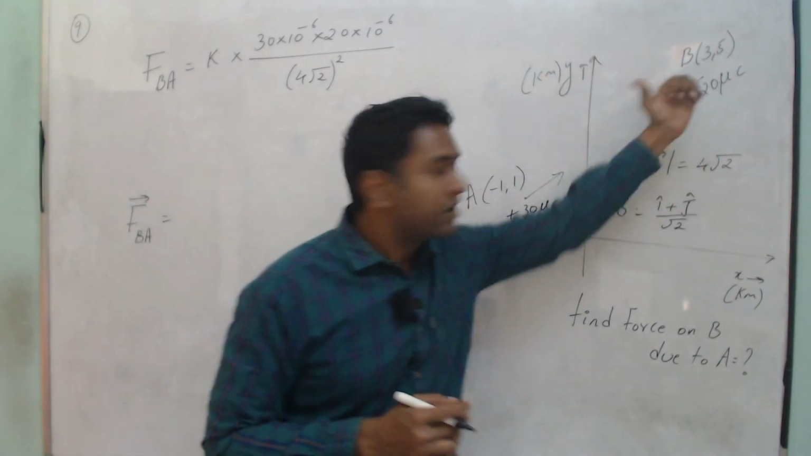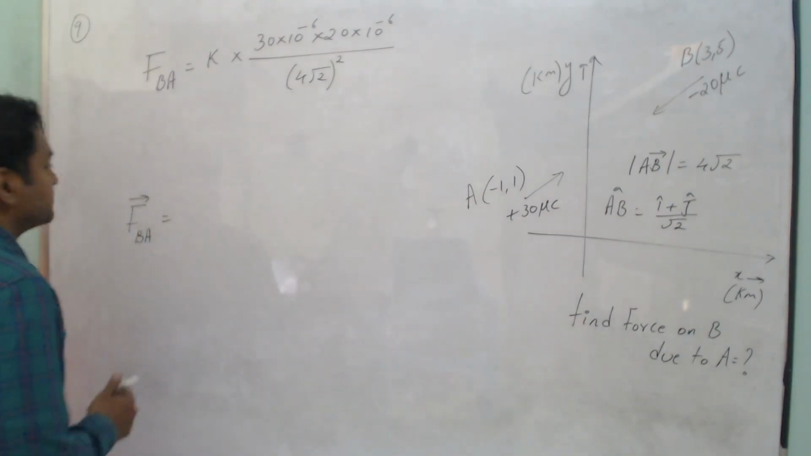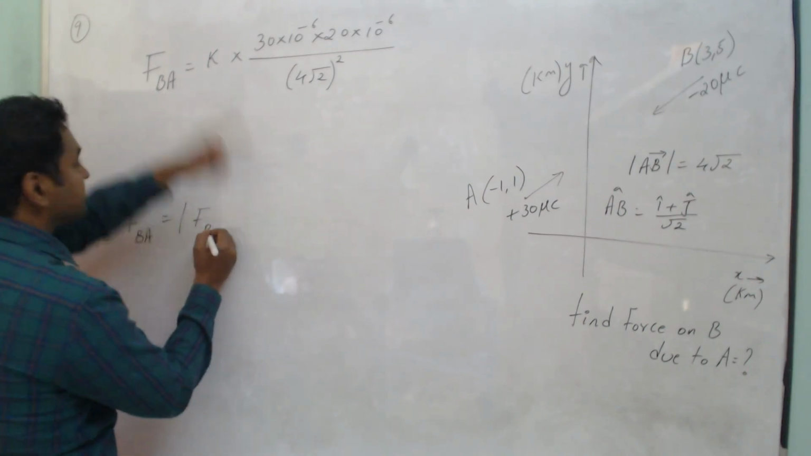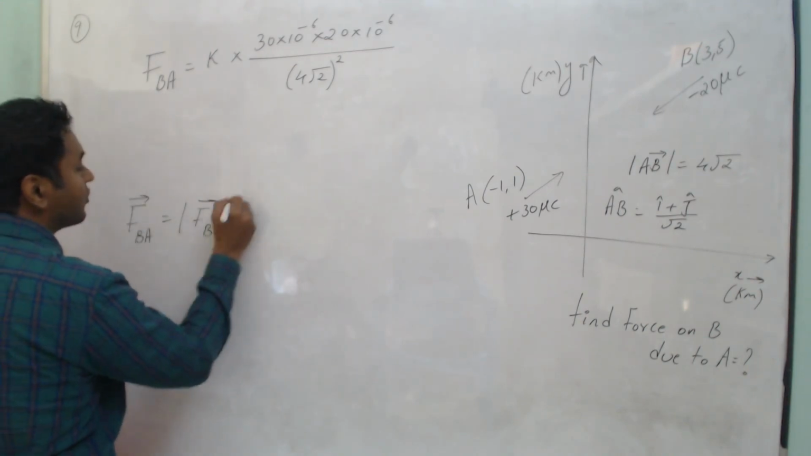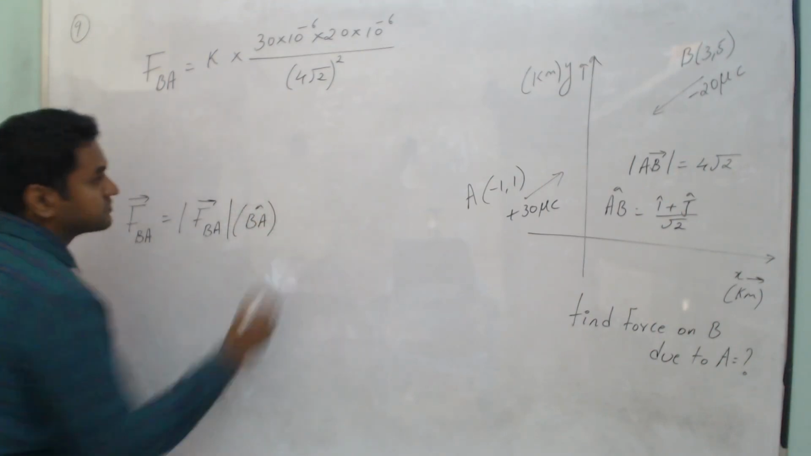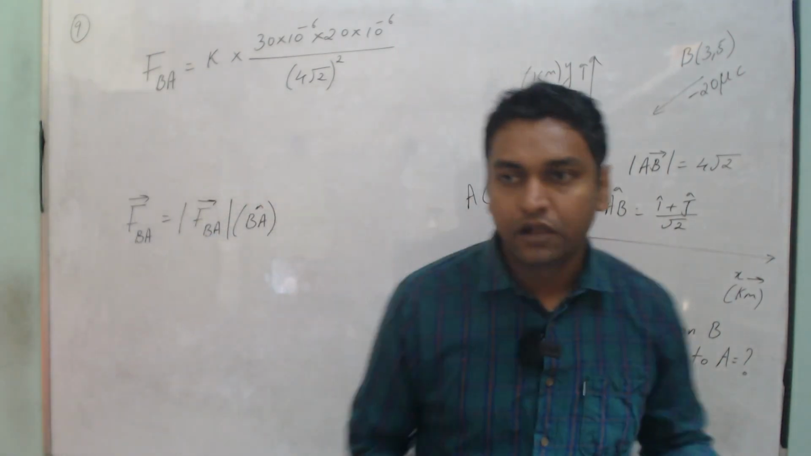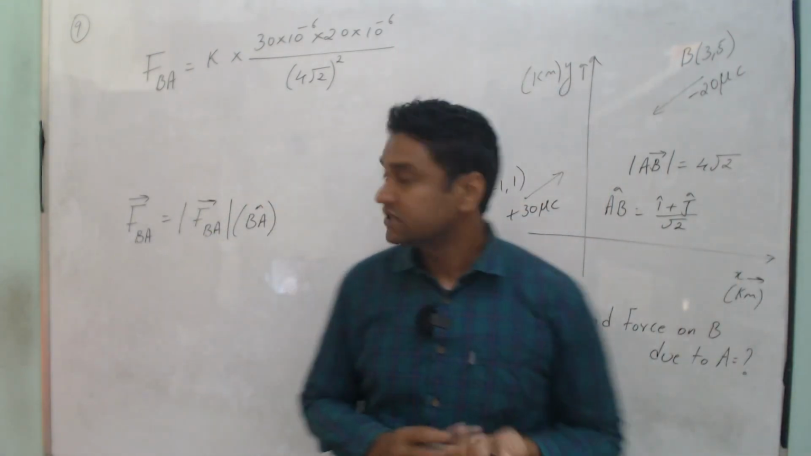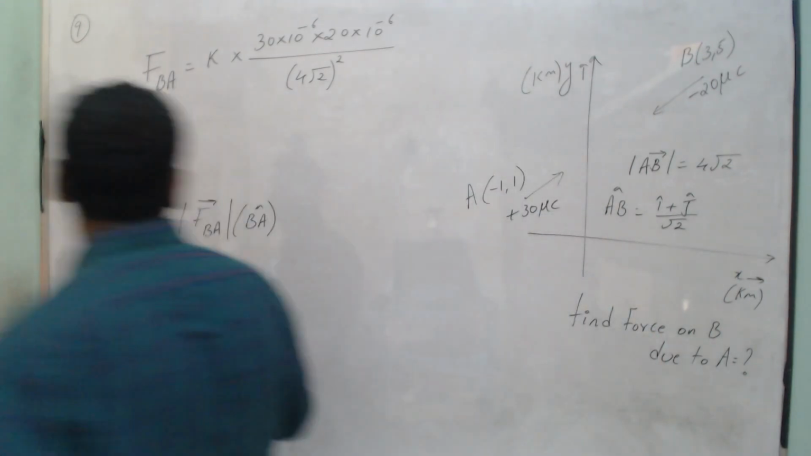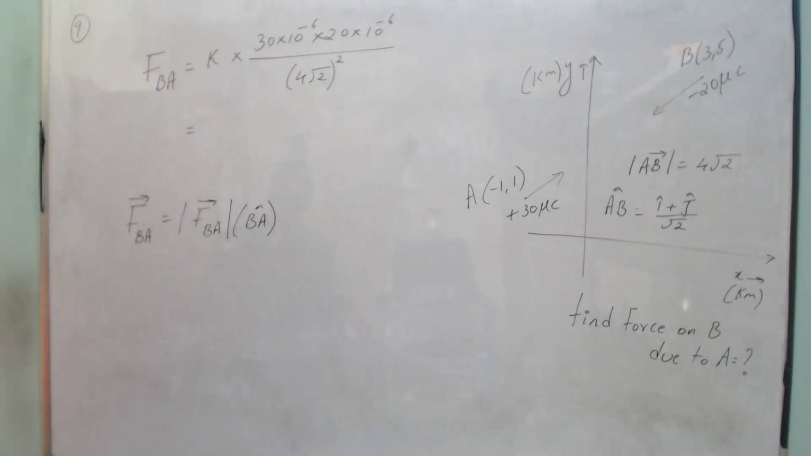On B, what is the arrow? BA cap. So simply the magnitude of the vector which I'll get from here, into the unit vector, I have to substitute it. BA cap. I know AB cap, I can substitute BA cap easily, with the minus sign. Is this clear? Okay, I'll substitute also and just show you how we usually write the answers.